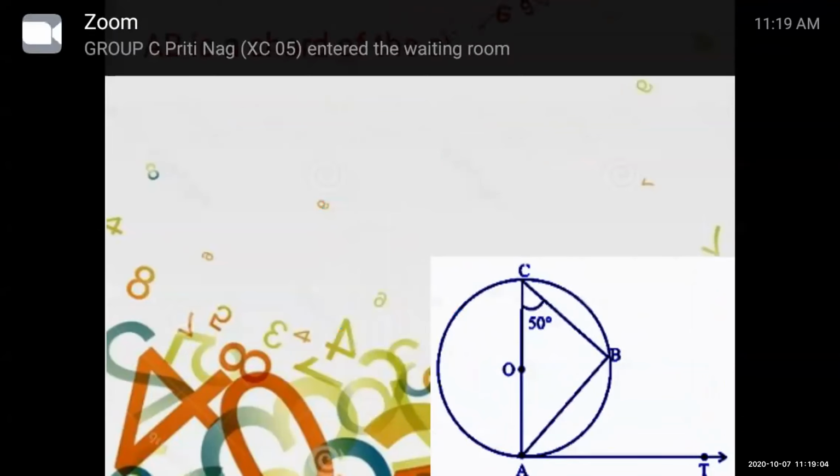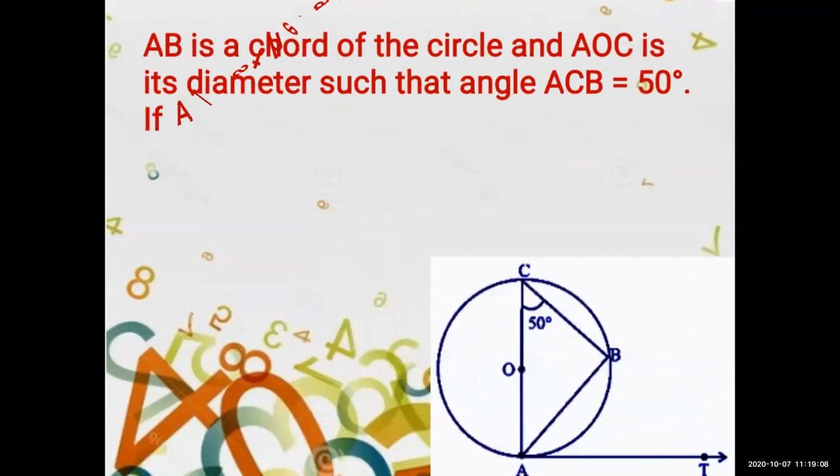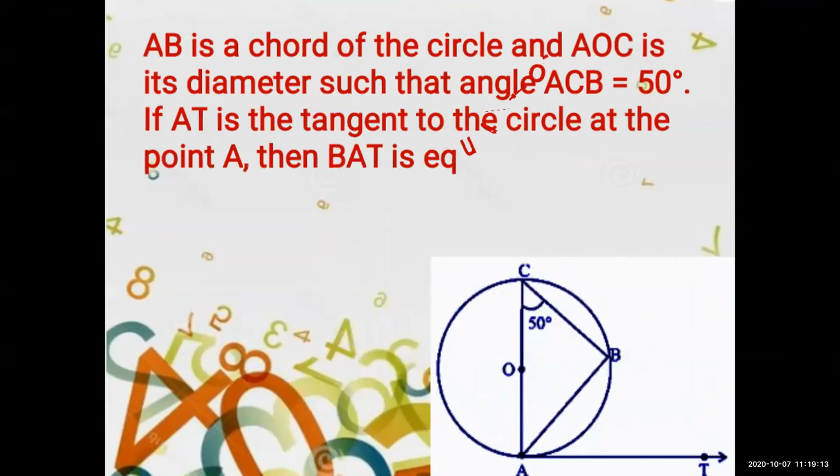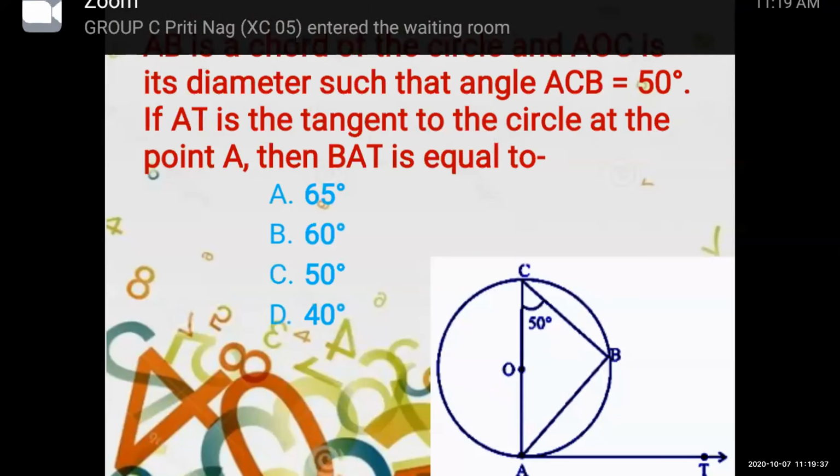Correct? AB is a chord of the circle and AOC is its diameter such that angle ACB is 50 degrees. If AT is the tangent to the circle at the point A, then angle BAT is equal to dash. Your time starts. Option A, 65 degrees. Option B, 60 degrees. Option C, 50 degrees. Option D, 40 degrees.